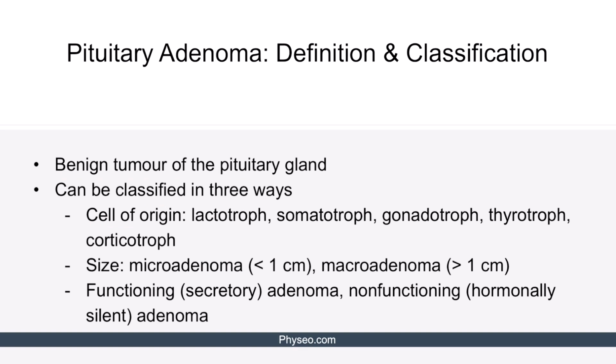Pituitary adenoma is a benign tumor of the pituitary gland. It can be classified by cell of origin. This means it can be a lactotroph, somatotroph, gonadotroph, thyrotroph, or corticotroph adenoma. It can also be classified by size. A microadenoma is smaller than 1 centimeter, and a macroadenoma is larger than 1 centimeter. In addition, pituitary adenoma is commonly divided into functioning adenoma, which secretes hormones, and non-functioning adenoma, which is hormonally silent.